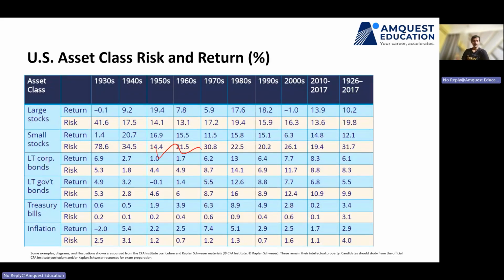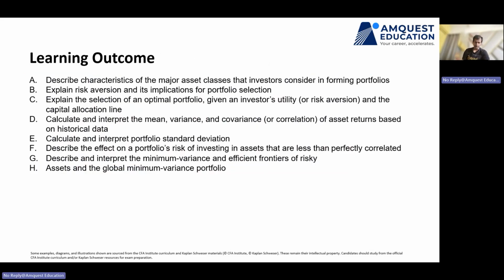Okay, perfect. So let's start with portfolio management. The key learning outcomes: describing the characteristics of the major asset classes. We will look at what the major asset classes are. We'll try to look at risk aversion and the implications. So basically, what do you mean by risk, returns, implications, and so on.